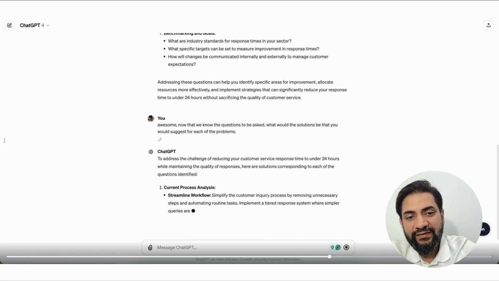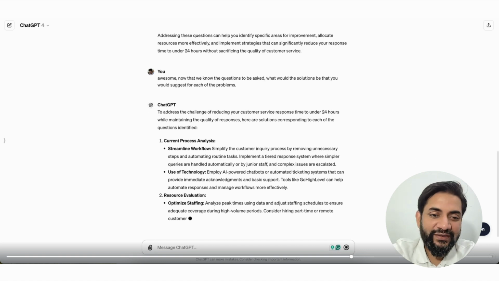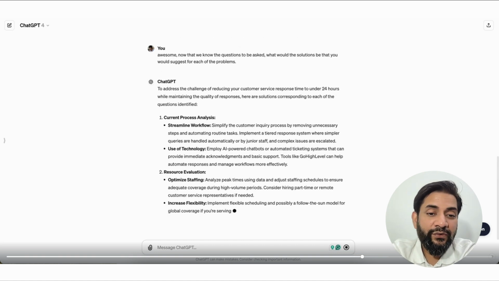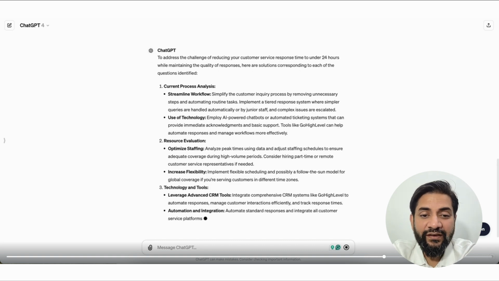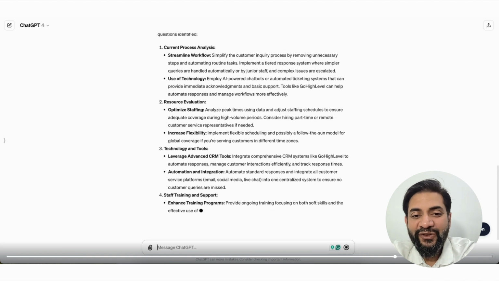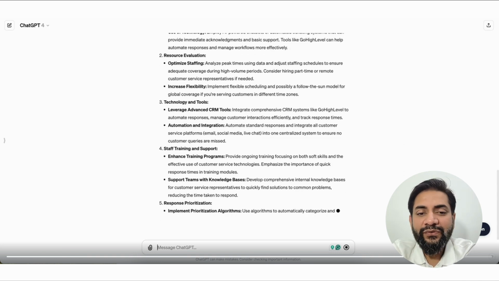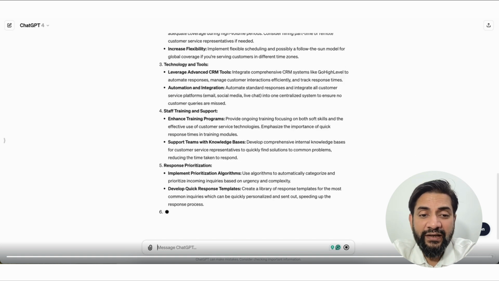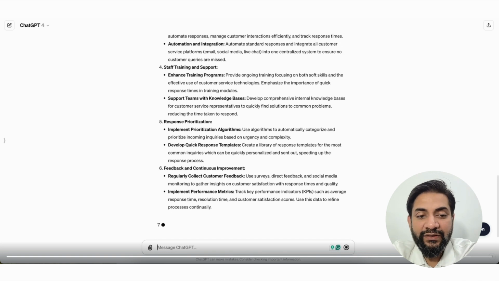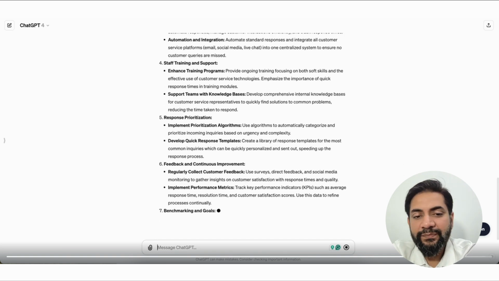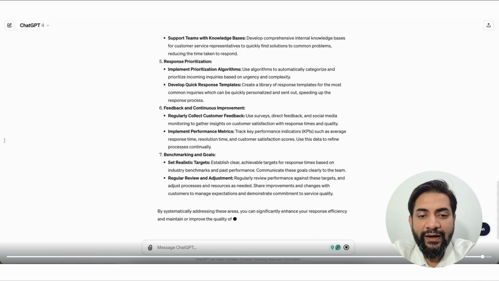Current process analysis, the first one was that. So streamlining of workflow, use of technology. The second one was resource evaluation. The solution is around optimized staffing and increasing flexibility. Use of technology and tools: leverage advanced CRM tools, automation and integration. Staff training and support is another solution, where we enhance training programs and support teams with knowledge bases. Response prioritization: implement prioritization algorithms and develop quick response templates. Feedback and continuous improvement: regularly collect customer feedback and implement performance metrics. Benchmarking and goals: set realistic targets, regularly review and adjust.